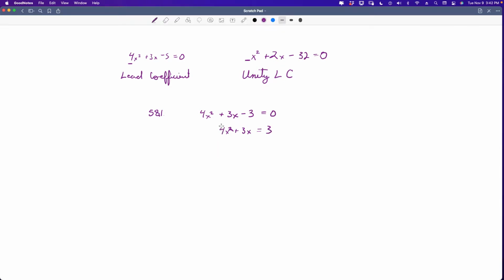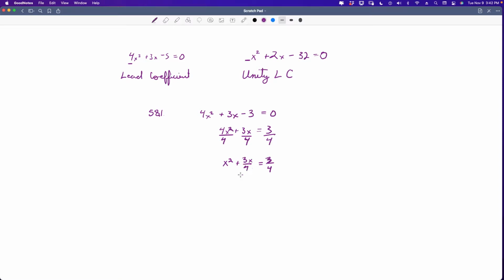So when we have this lead coefficient, what we have to do is divide everything by it in order to get rid of it. So we divide this by 4, we divide this by 4, and we divide this by 4. That leaves us with x squared plus 3x over 4 equals 3 over 4.